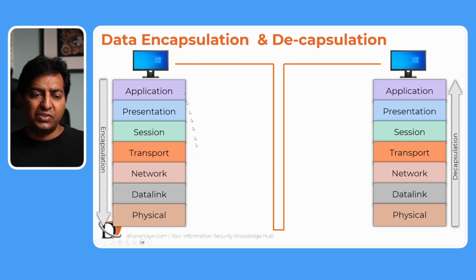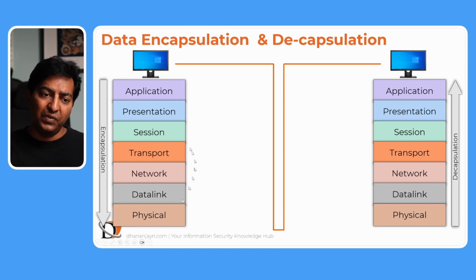So this is the source and this one is the destination. Consider we are sending data now. Whatever activities are performed through the application layer to the physical layer on the sender's end or the source end, we call the process encapsulation, and on the destination end we call this decapsulation.